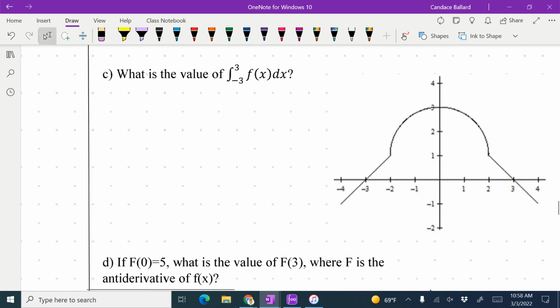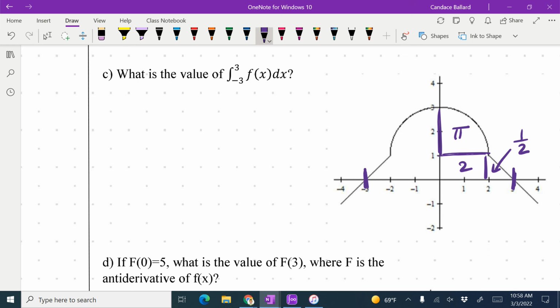All right, the next one says we're going to go from -3 to 3. Could I use some of the information that I already have? What's this little quarter circle? What did we say it was? Pi. Good. What is the rectangle? 2. And what's this little chunk here? 1/2. Could I just take what I had before from 0 to 3 and just double it? Yeah, I could do that.